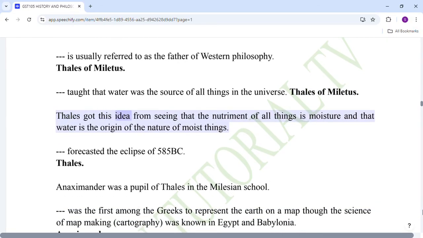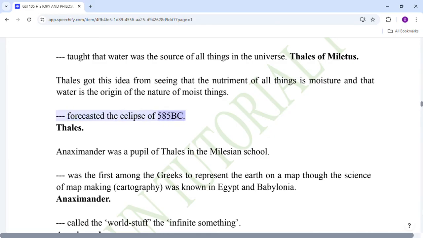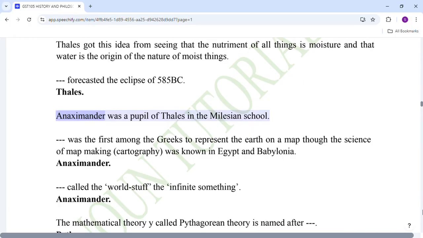Thales got this idea from seeing that the nutriment of all things is moisture and that water is the origin of the nature of moist things. Thales forecasted the eclipse of 585 BC. Anaximander was a pupil of Thales in the Milesian school.